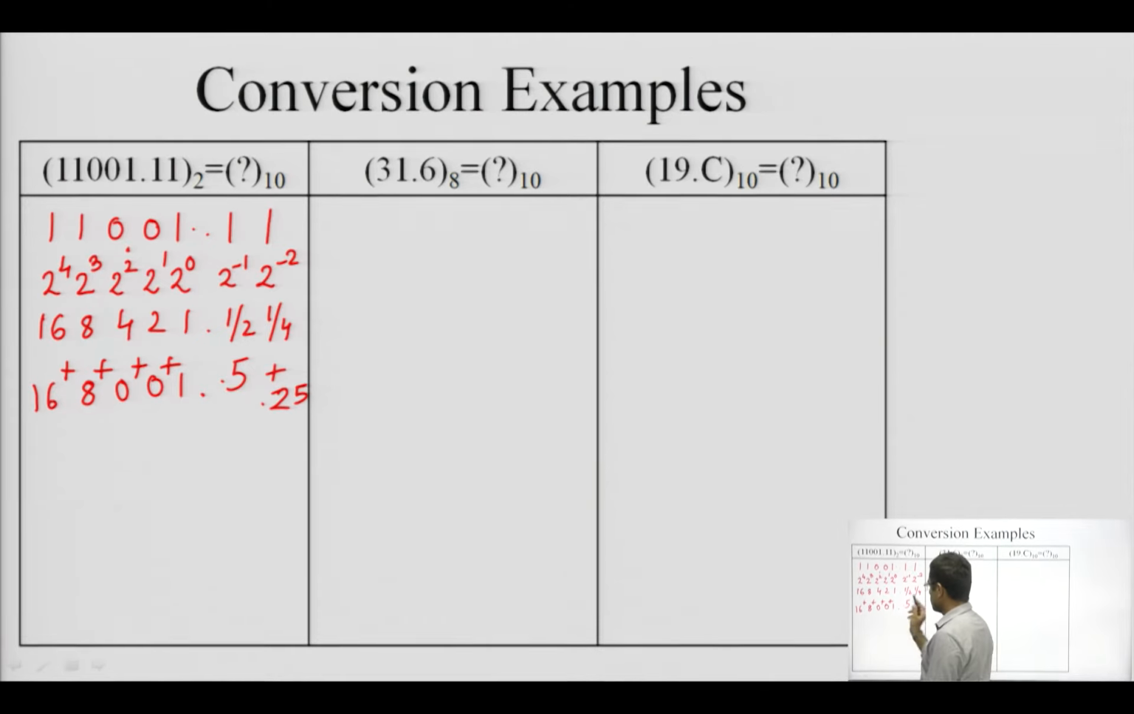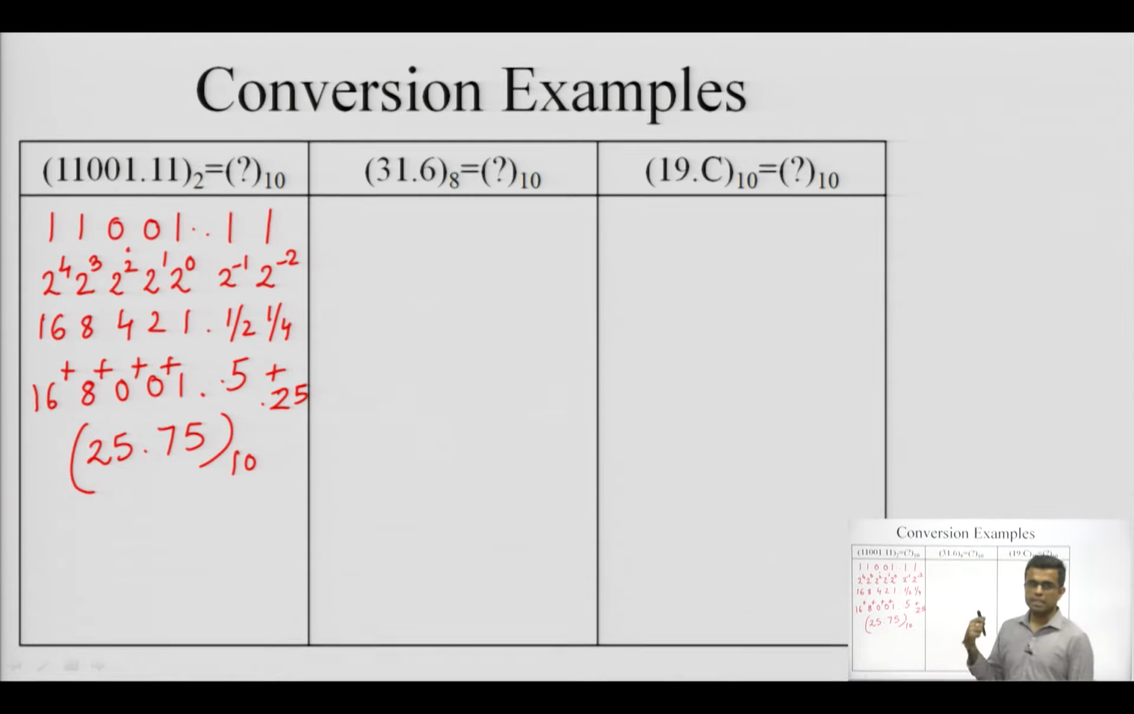So, if all these things are added, 16 plus 8 plus 1, that means 25, and 0.5 plus 0.25, this becomes 0.75. So, this becomes my number in decimal. So, I should be getting this number back from the other number systems as well. So, 25.75, this I have done for binary. Now, going for this octal one.